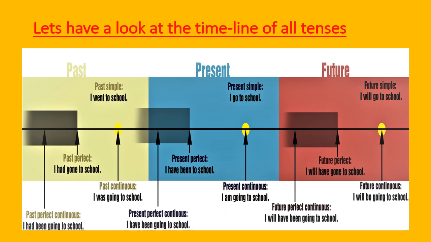Future perfect tense, an action that finishes in the future before or at the time of another future action. For example, I will have gone to school. If we add a phrase to it, I will have gone to school by tomorrow. Future continuous tense is an action that is occurring at a specific point in the future. For example, I will be going to school.